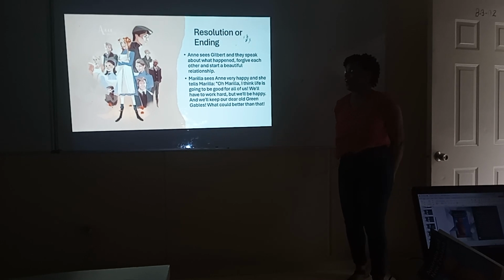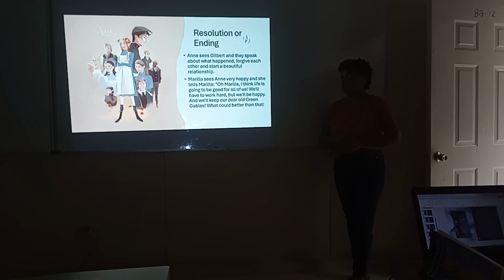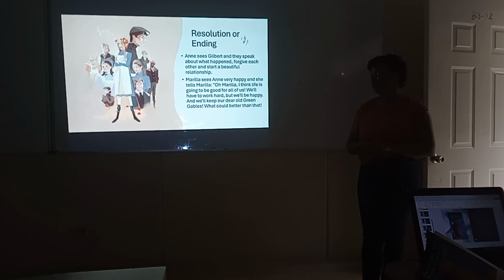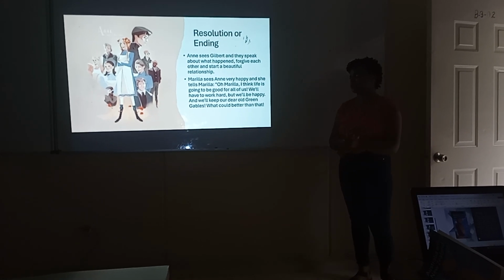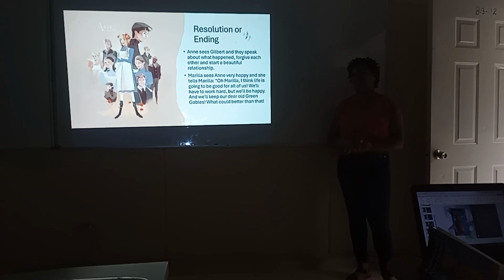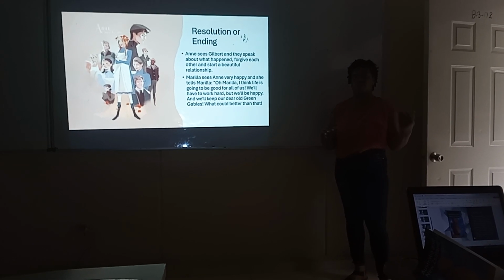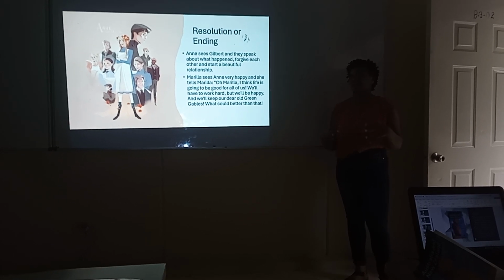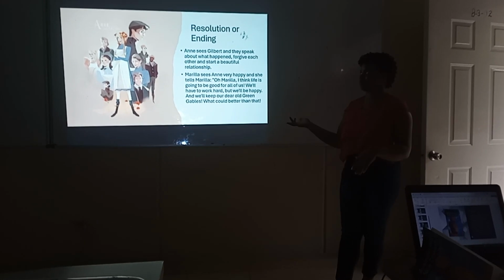says, "Oh Marilla, I feel like it's going to be good for all of us. We have to work hard, but we'll be happy and we'll keep our dear old Green Gables. What could be better than that?" That's the happy ending. She's with Gilbert Blythe, even though Matthew is not there. Marilla, the farmhouse, and everything stay good.